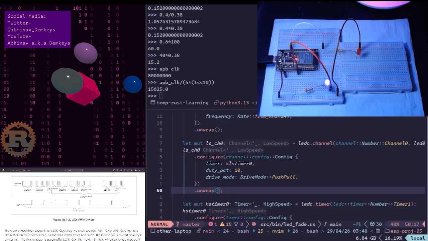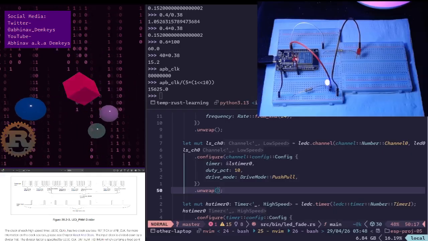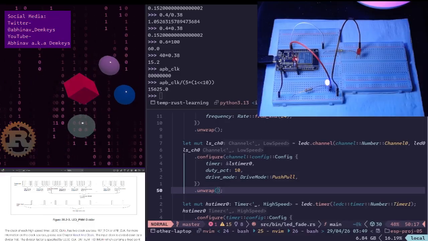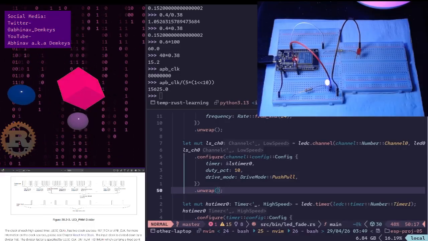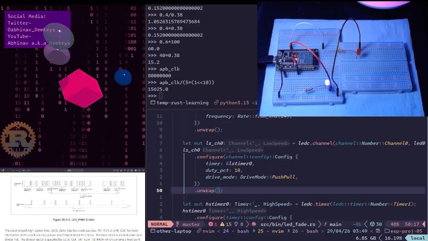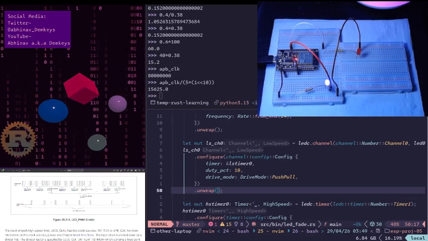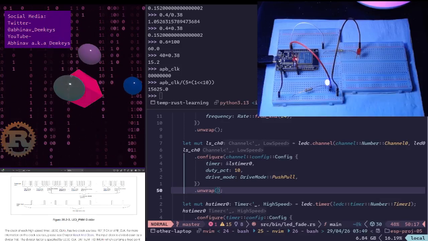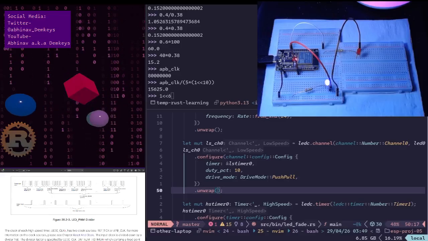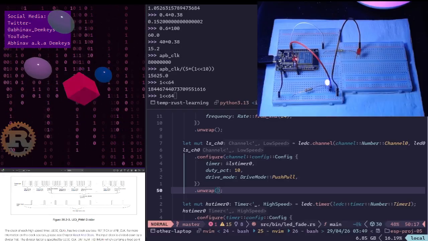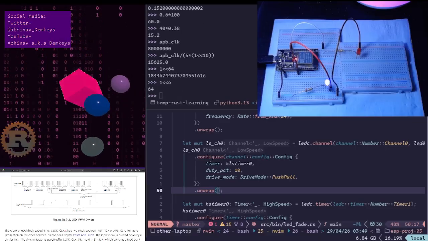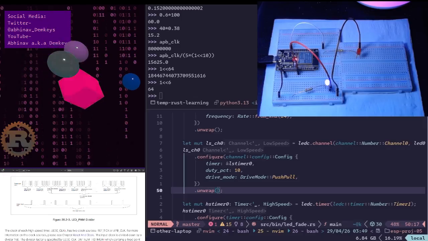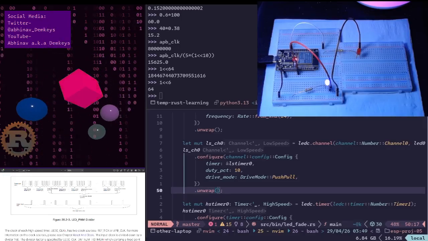So let's say our duty resolution is set to 6 bits. What we are expecting is for each period to have 6 bits worth. That's 64. So each period is going to have 64 ticks, and after 64 ticks are complete, we move on to the next cycle.